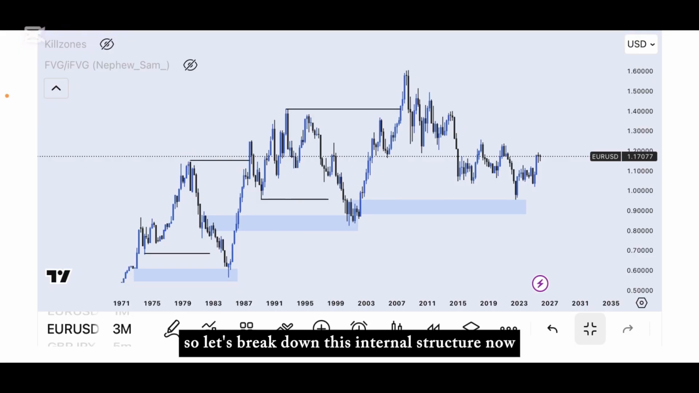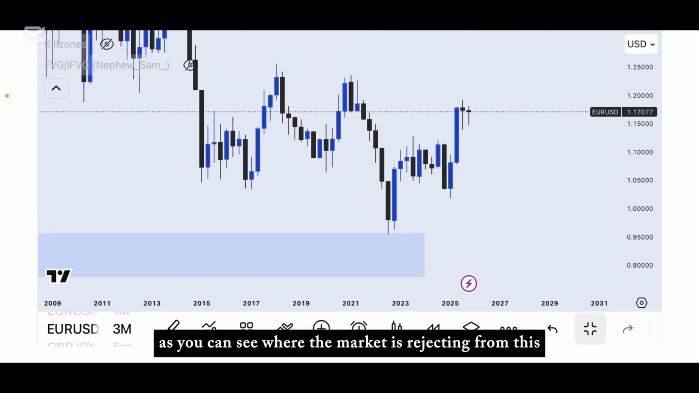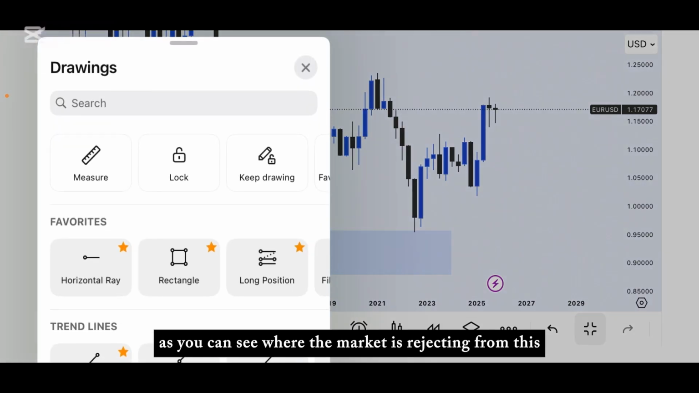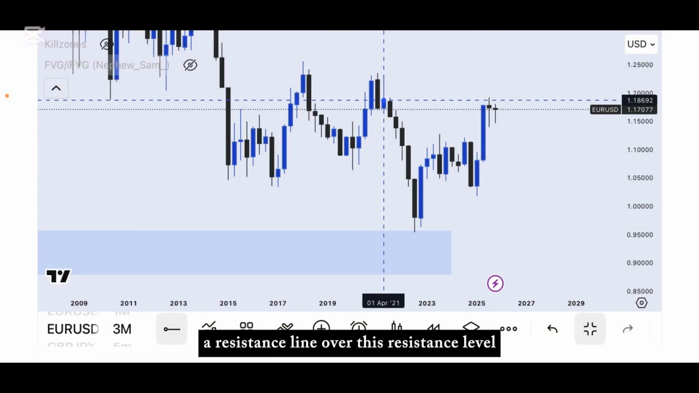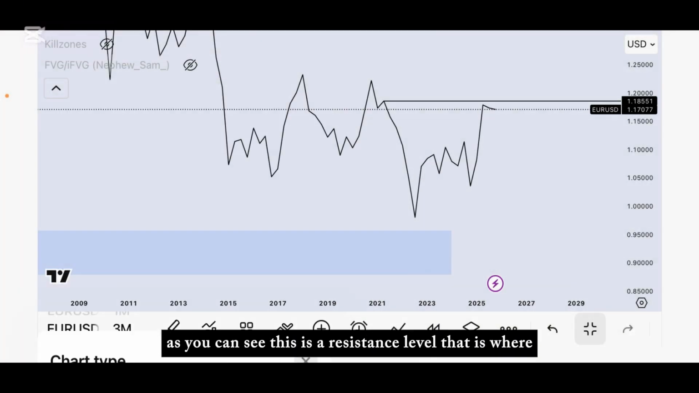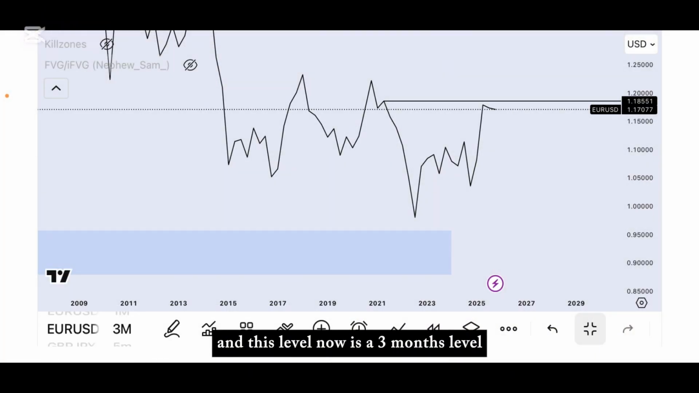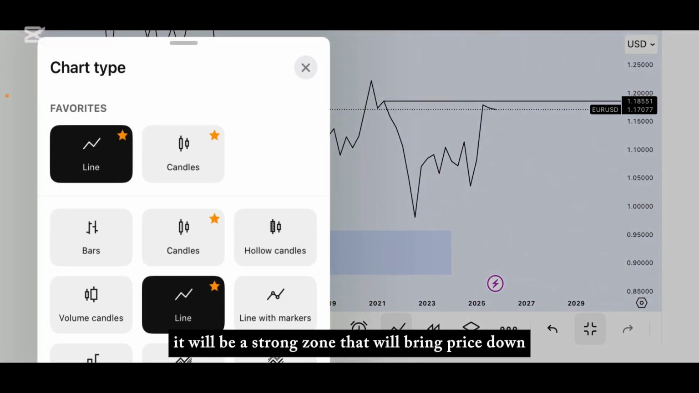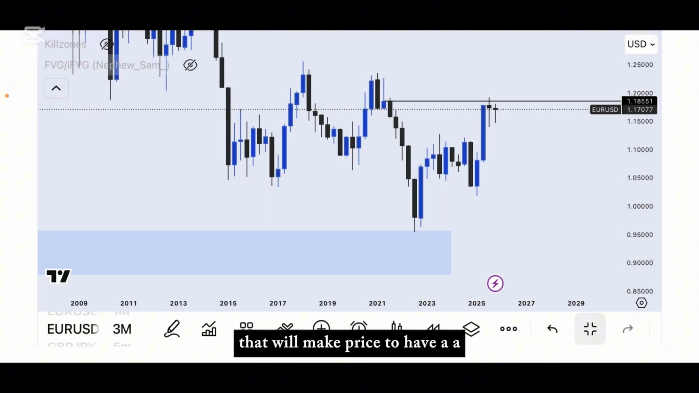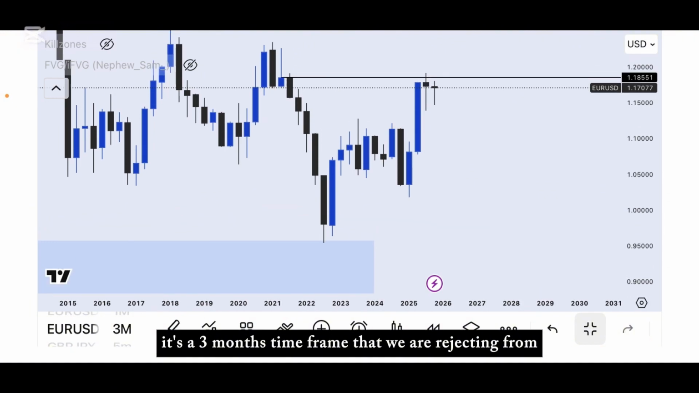So let's break down this internal structure. Now, as you can see, the market is rejecting from this resistance level over here. Let me put it on line chart so that you see it better. As you can see, this is a resistance level, and this level is a 3 months level. So this level will be stronger. It will be a strong zone that will bring price down, that will make price have a deep retracement, because it's a 3 months time frame that we are rejecting from.